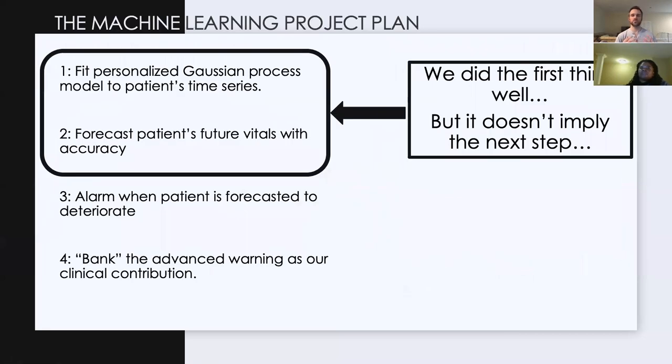So what this really brings about is we had this deductive logical process, and we did the first thing well. We were really good at fitting the personalized Gaussian process models. We put a lot of work into that. We did check its accuracy, made sure it worked well on a personalized level, and made sure it worked well for a general population. But the issue was that in the instances where we actually needed it, it was precisely where it wasn't working.